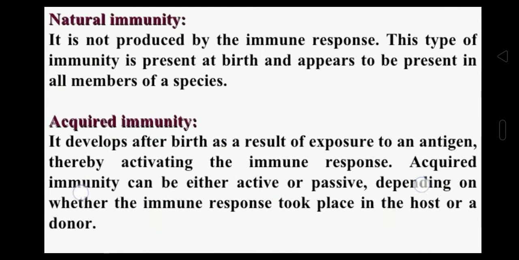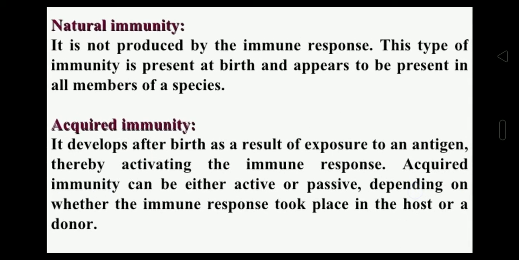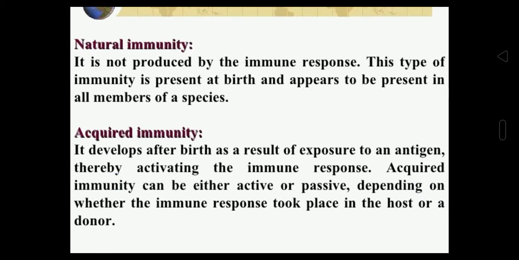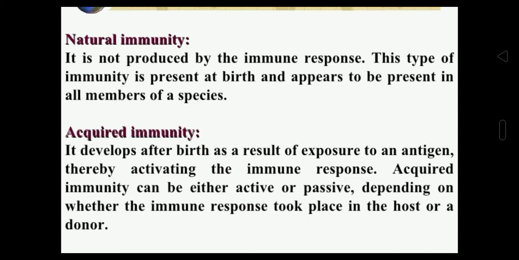Now acquired immunity develops after birth as a result of exposure to an antigen, thereby activating the immune response. Acquired immunity can be either active or passive depending on whether the immune response takes place in a host or a donor. So it is basically acquired or adaptive immunity, which is given after birth during the lifetime here. So let's move on.